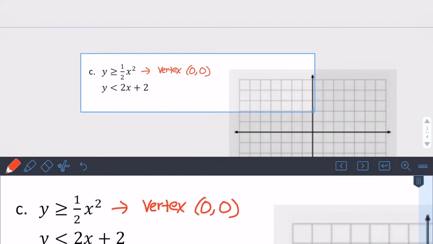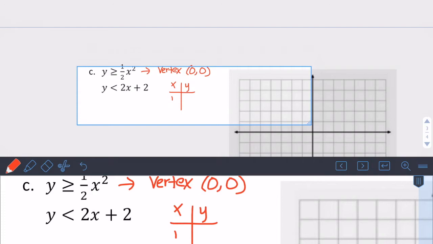So besides our vertex, we always need a few additional points when we're graphing quadratics that we can then reflect over. So if I pick x values of 1 and 2, and plug them in. Plug in 1, I'm going to end up with 1/2. Plug in 2, square it would be 4. Half of that's going to give me 2. So let's plot that quadratic.